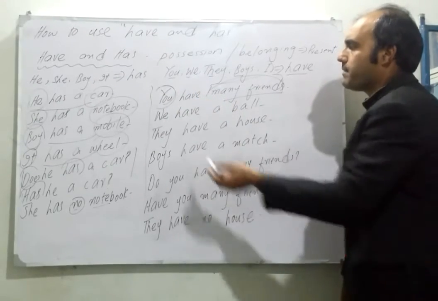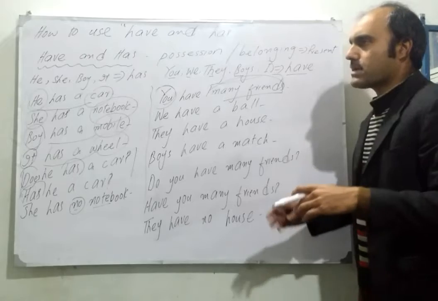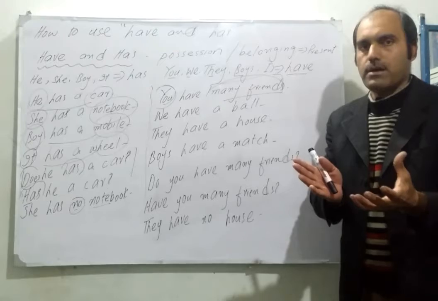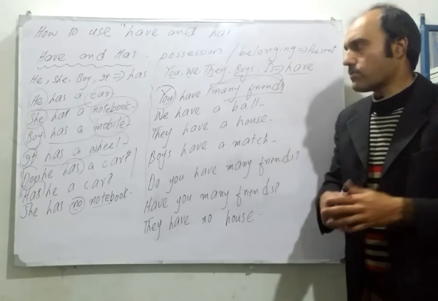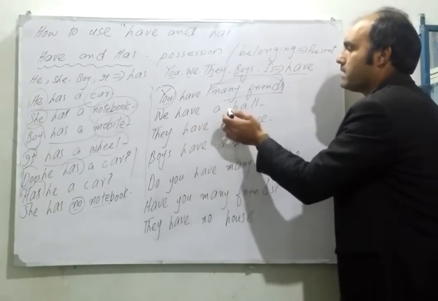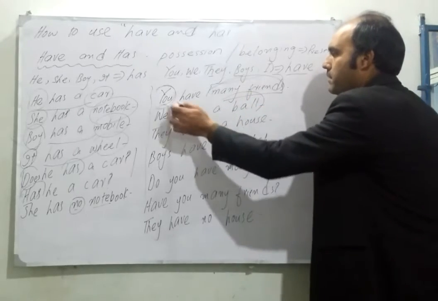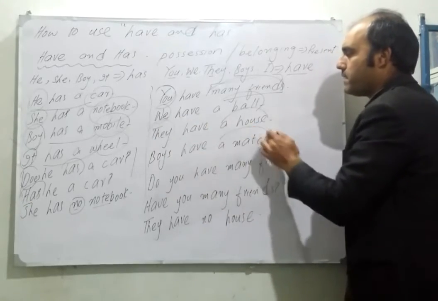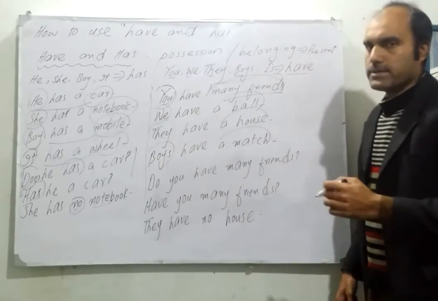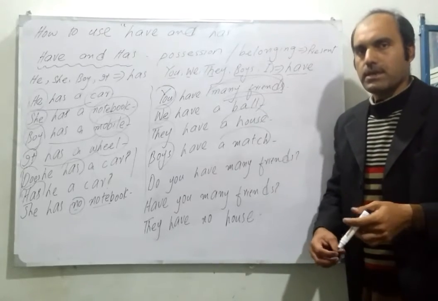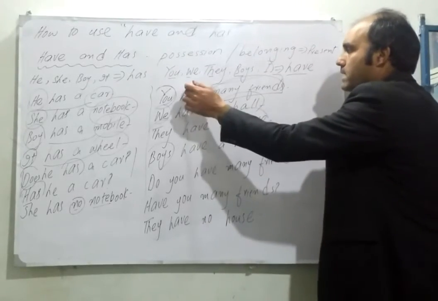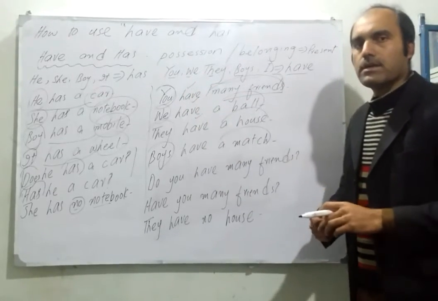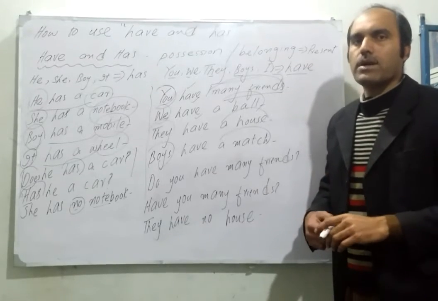And the second example, you have a ball. So it means that there are some people together, they have one ball, and that ball belongs to that group. This sentence shows us a ball belongs to we, a house belongs to they, a match belongs to boys. These are positive sentences, and the word have in this, for example, shows us possession, belonging of something towards someone.